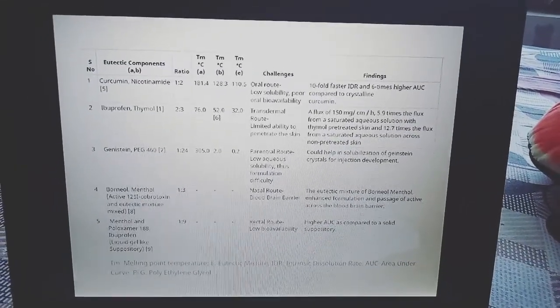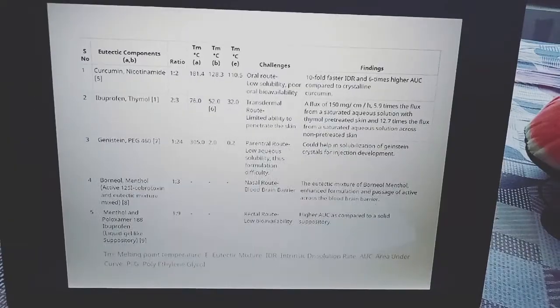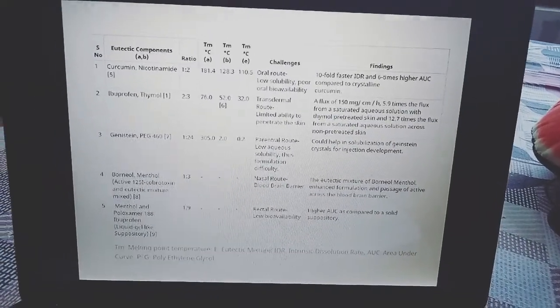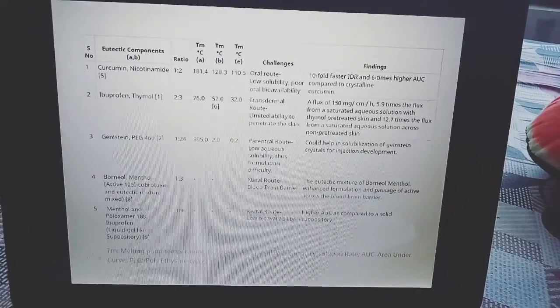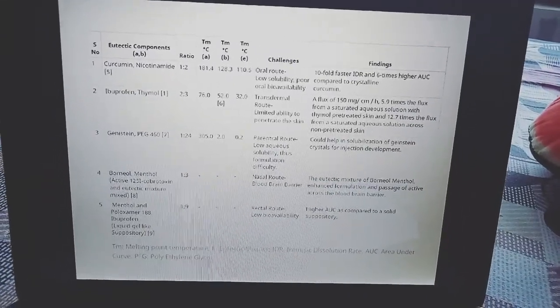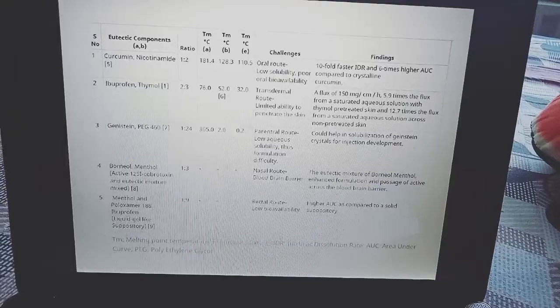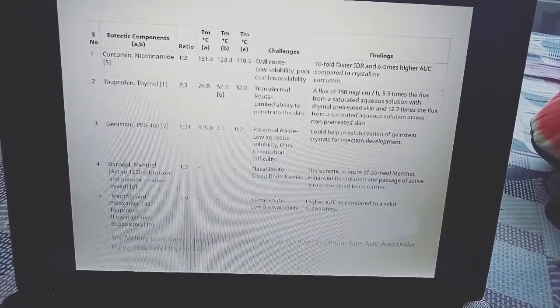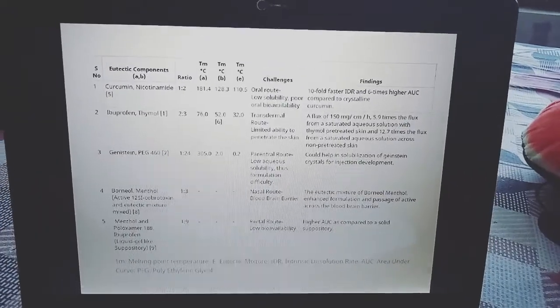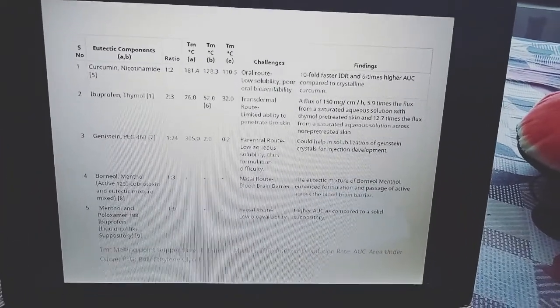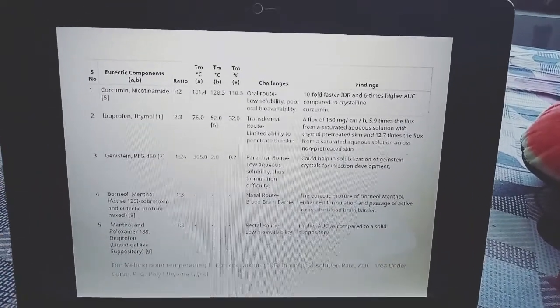For example, the eutectic mixture of curcumin and nicotinamide has 10-fold faster IDR drug release and 6 times higher area under curve as compared to crystalline curcumin. For example, you can see ibuprofen, thymol, next is borneol, menthol mixture. You can see in this slide a number of various eutectic mixtures and their applications, which you can study.